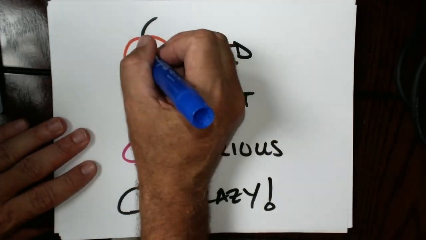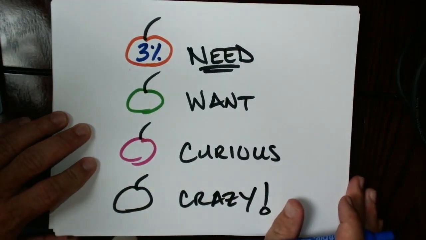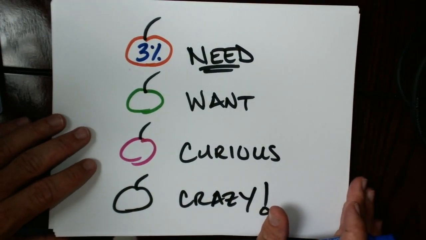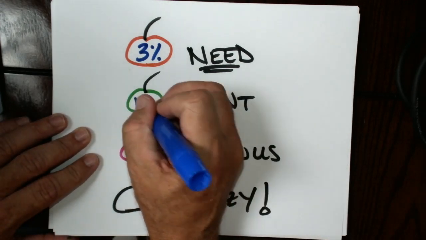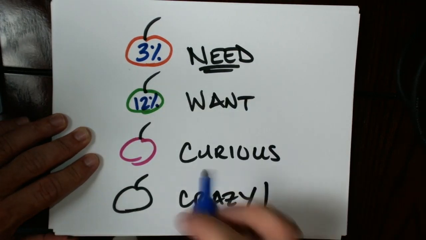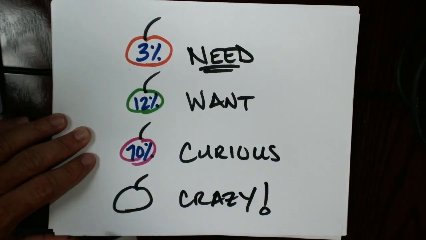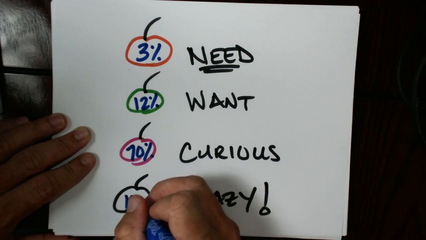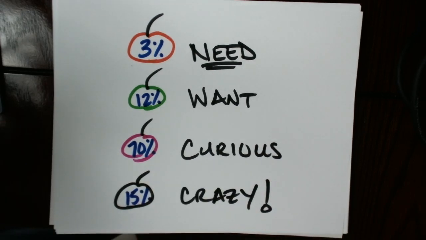So about 3% of the sellers you interact with are going to be red apples. That's it, only about 3%. The green apples are going to amount to about 12%. The curious apples, the brown ones, that's about 70%. This is the majority of the people that you're going to be interacting with, right? And then down here, you've got about 15% that are crazy. So now you know what to expect.